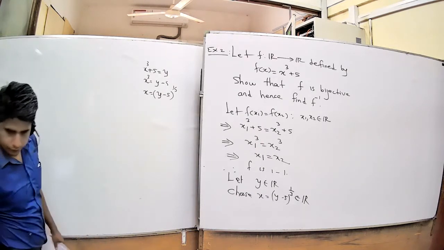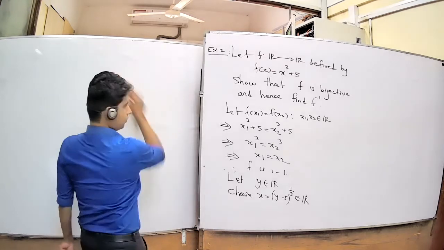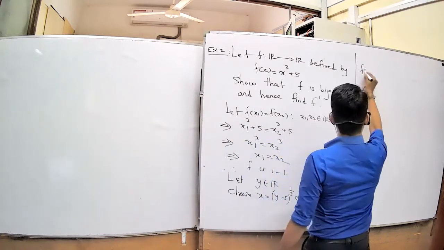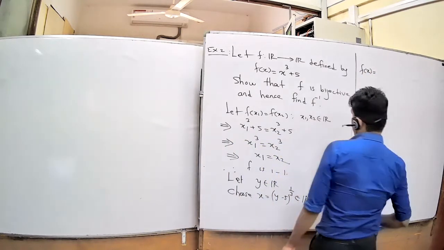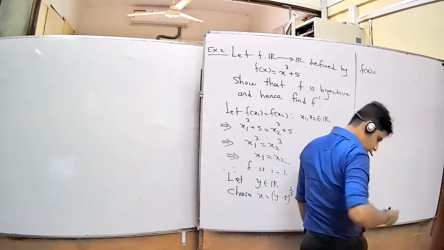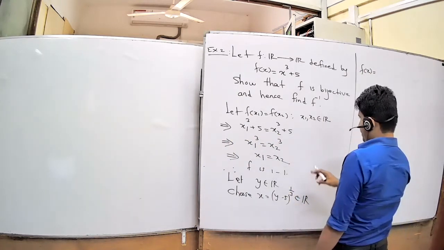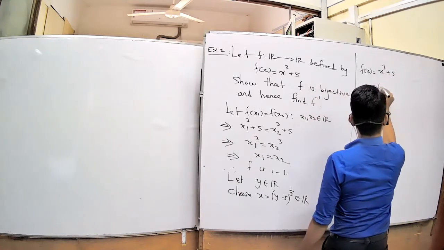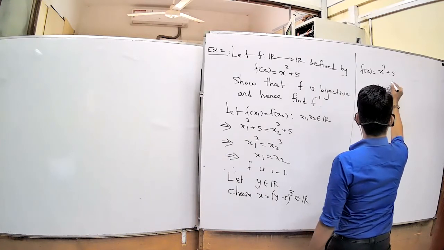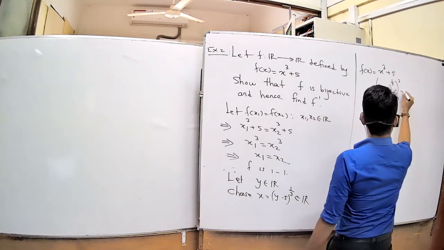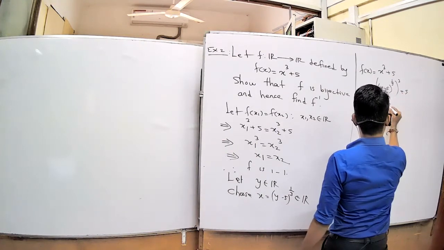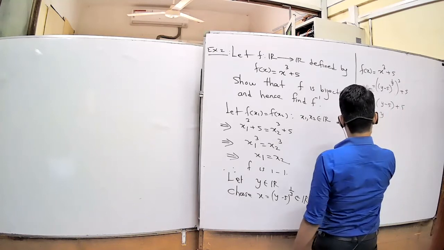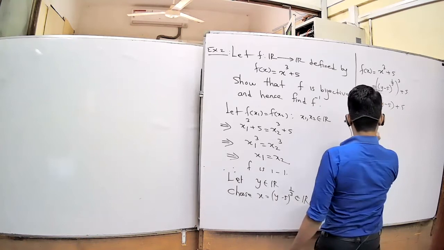Now you want to show that f of x equals y. That means you take this f of x, where your function is x cube plus 5. So x cubed means (y minus 5) to the power 1/3, all cubed, plus 5, which is y minus 5 plus 5. The cube and the 1/3 power cancel, so you get y. That is for all y belonging to the real numbers.